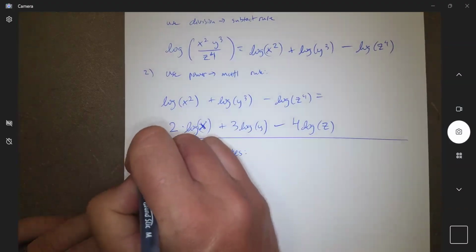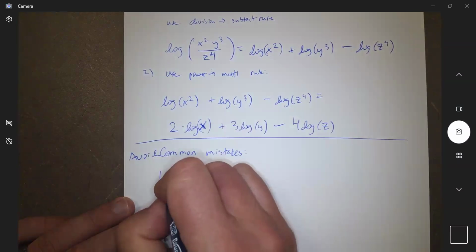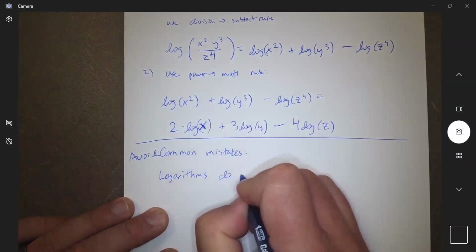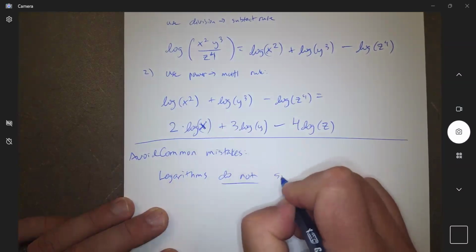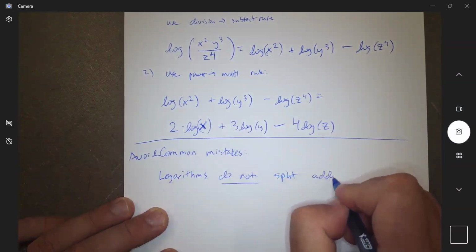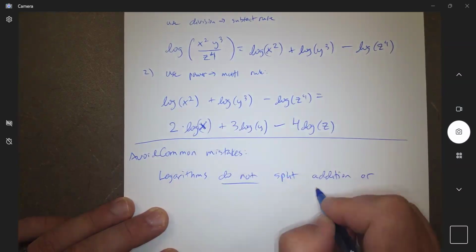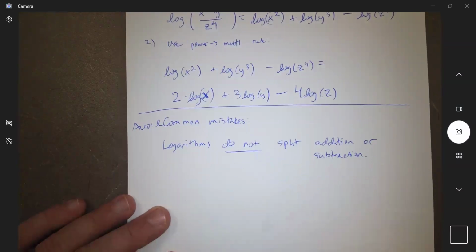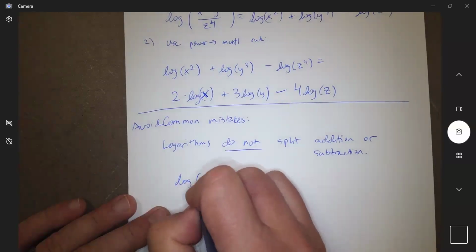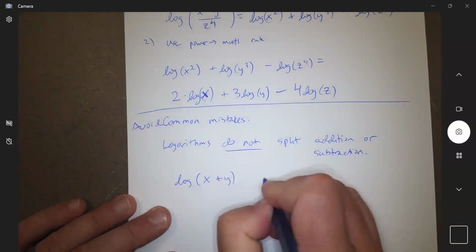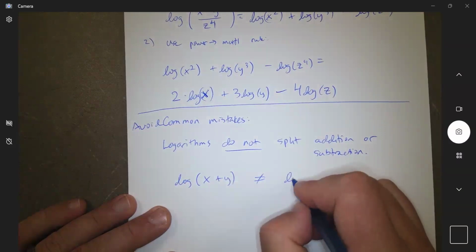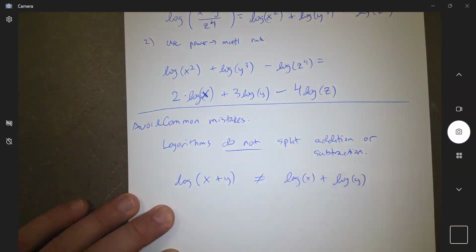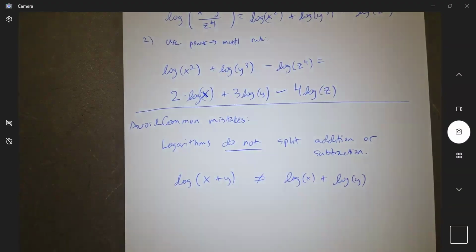Common mistakes, and how to avoid them. Logarithms do not split addition or subtraction. If I want the logarithm of x plus y, this is not equal to the logarithm of x plus the logarithm of y. They don't split addition or subtraction.